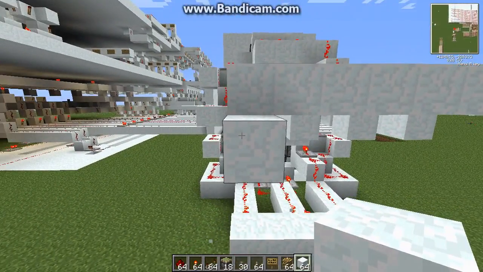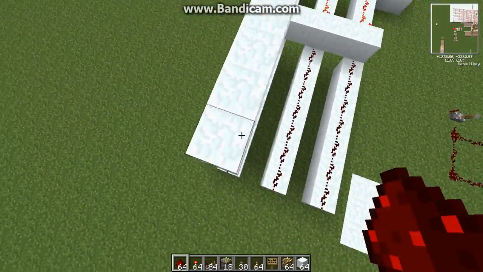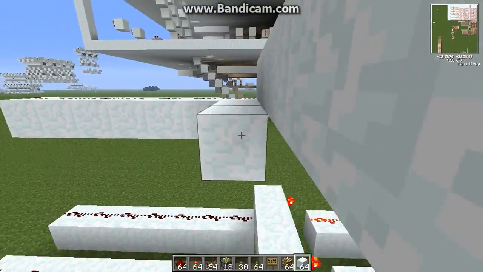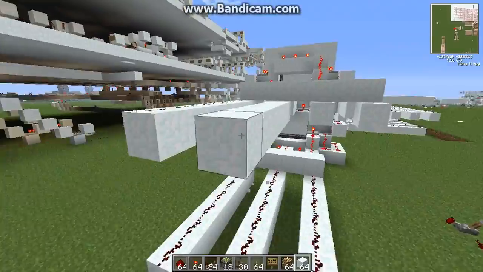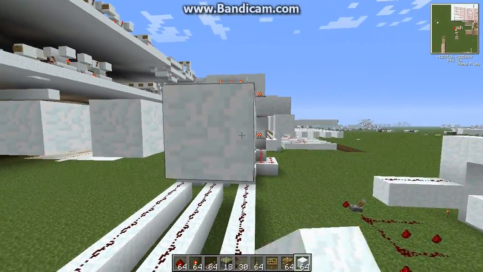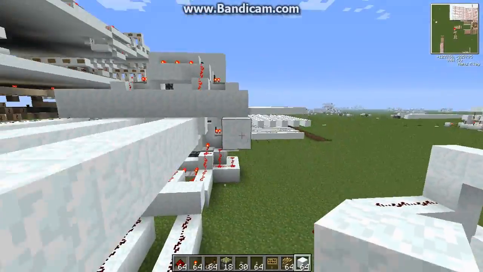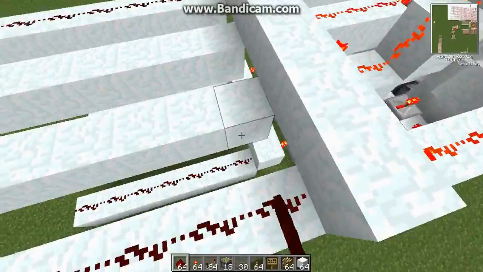And again, 1, 2, 3, 4, 5, 6, 7. And same thing all the way down the line, pretty much. Did I just place a block in some random location? Yes, I did. Don't place blocks in random locations, kids. It doesn't end well.